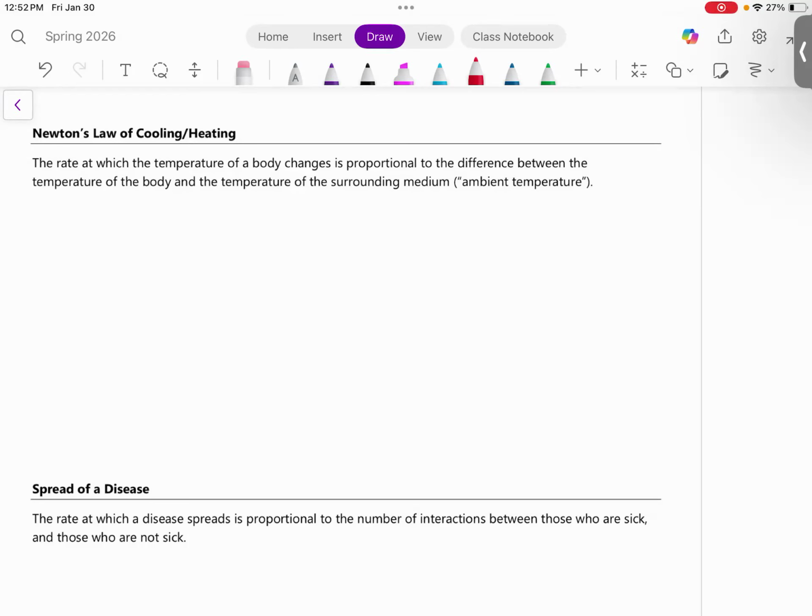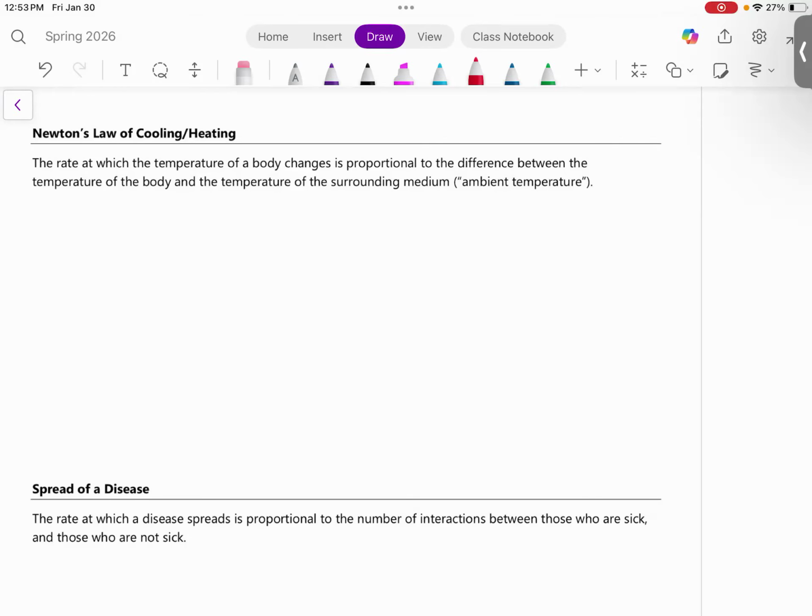A very popular and common one is Newton's law of cooling and heating. Let's look at the statement of Newton's law of cooling and heating, and then we'll develop the well-known mathematical model. The rate at which the temperature of a body changes is proportional to the difference between the temperature of the body and the temperature of the surrounding medium, which means ambient temperature.